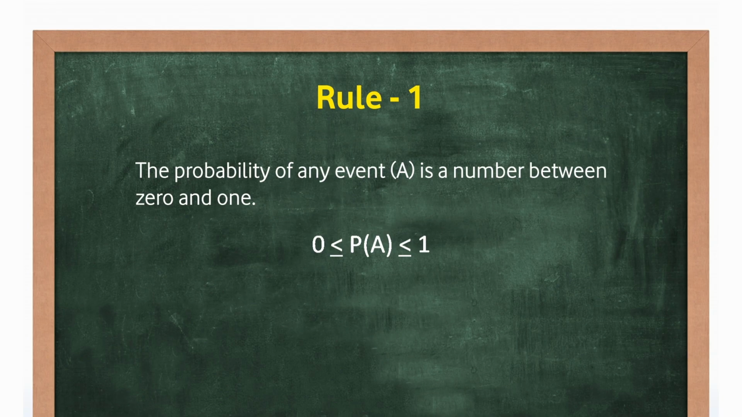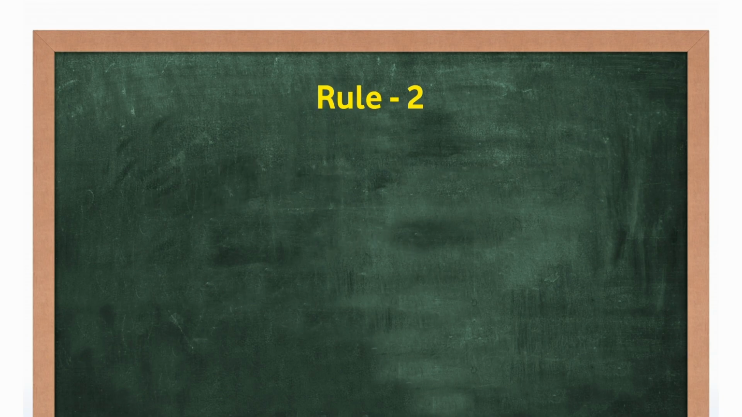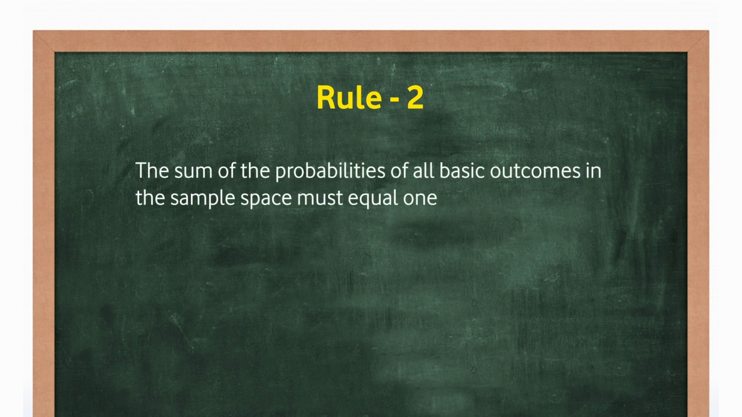So this is rule number 1. The rule number 2 is that the sum of the probabilities of all basic outcomes in the sample space must equal 1. So the formula is P(S) = P(E1) + P(E2) + P(E3) and so on up to the nth term, and this value equals 1. So this is probability rule number 2.